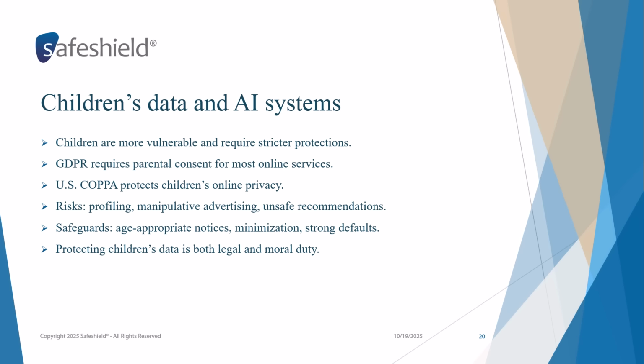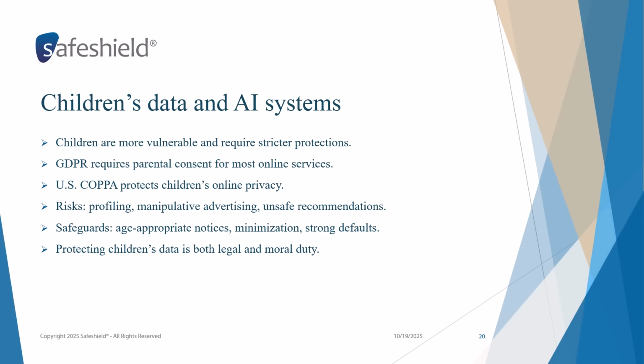Protecting children's data is a top priority in privacy regulation, and AI systems must take particular care when processing it. Children are considered more vulnerable because they may not fully understand how their data is used or the risks involved. Under GDPR, the processing of children's personal data requires parental consent in most cases when offering online services. The exact age threshold varies by country, but typically ranges between 13 and 16 years. Similar protections exist in other jurisdictions, such as the U.S. Children's Online Privacy Protection Act, COPPA.